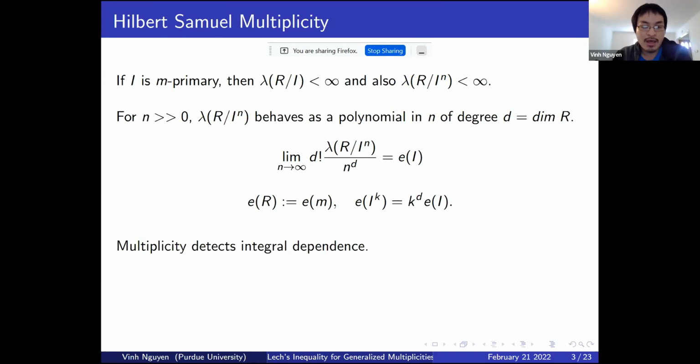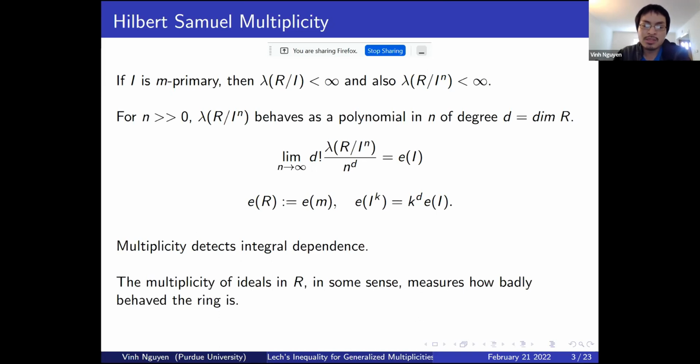So multiplicities have various applications, one of which is that it detects integral dependence. And there's this well-known criterion by Rees that says that when you have two ideals, J sitting inside I, that are both M primary, then their integral closures are the same if and only if their multiplicities are the same.